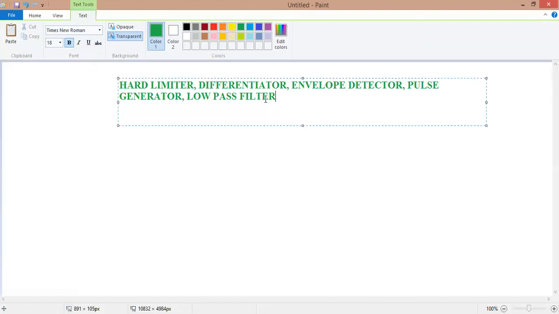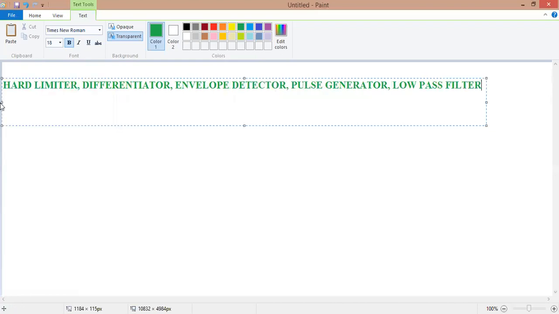We can just neglect these two terms, hard limiter and pulse generator, but they are also important. Actually, there are five most important blocks: hard limiter, differentiator, envelope detector, pulse generator, and low pass filter. These are the main blocks.